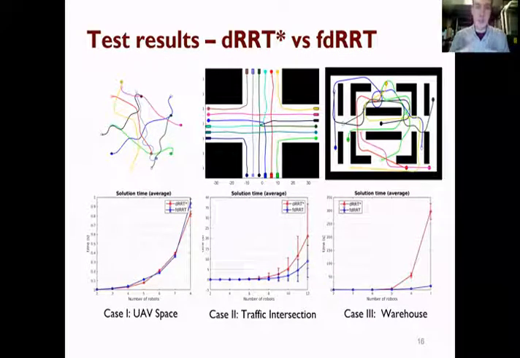We tested our algorithm in 3 different environments of increasing complexity, from a UAV environment, which has no obstacles, to a warehouse space with a number of obstacles that force the robots into confined spaces. And what we find is that as the confinedness of the space increases, when compared to DRT star, our algorithm is able to find a solution on average much more quickly.